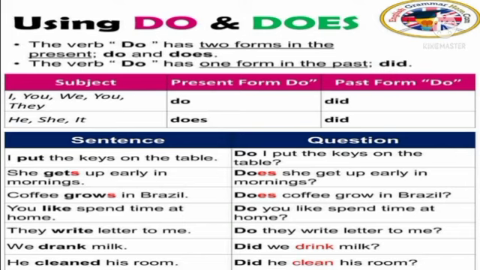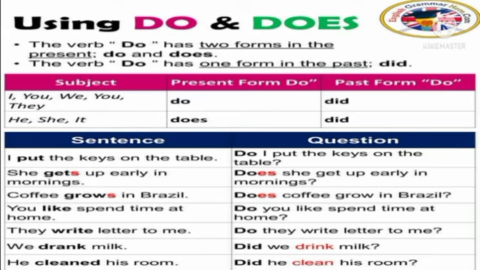See these examples. I put the keys on the table. When we change that into a question: do I put the keys on the table? She gets up early in the mornings. Does she get up early in the mornings? Coffee grows in Brazil. Does coffee grow in Brazil? You like to spend time at home. Do you like to spend time at home? They write letters to me. Do they write letters to me?